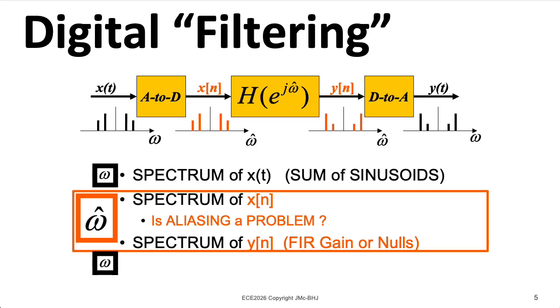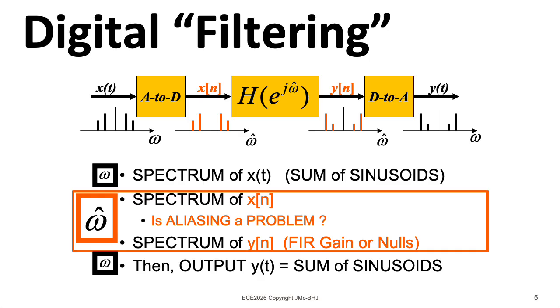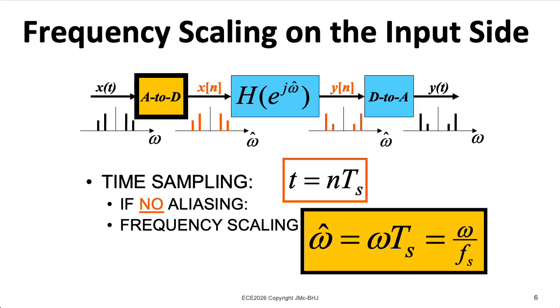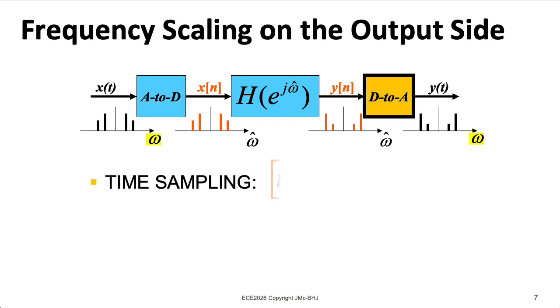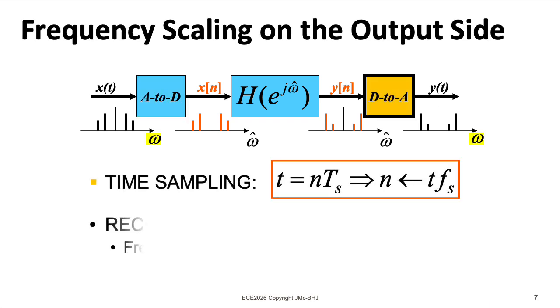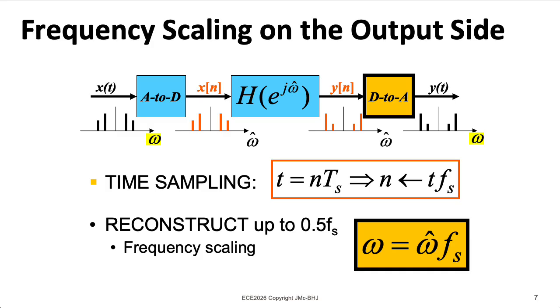And then we take the hat off, going from omega hat land to omega land, going back to the continuous time domain. Assuming we don't have to worry about aliasing, when we enter the computer and put on the hat, we divide by the sampling rate. And then when we leave the computer and we take the hat back off, we multiply by the sample rate. Notice we can only reconstruct frequencies up to half the sample rate.